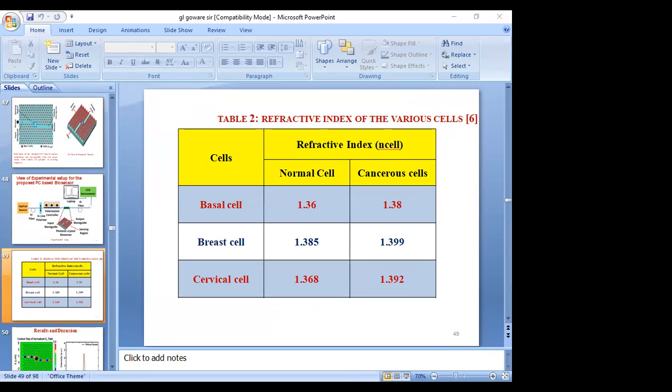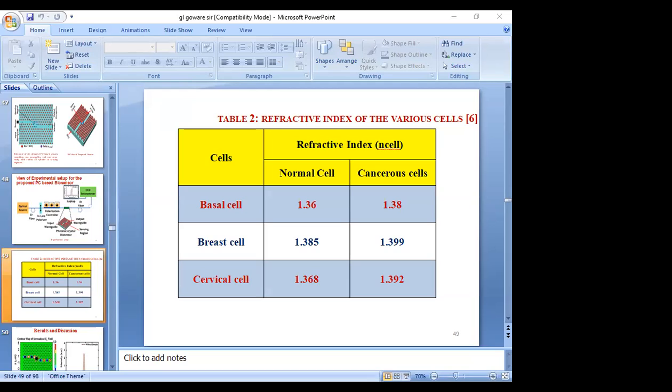Now you can see that we are giving the input from one end. There is a sample here. We are getting some intensity at the operating wavelength, and this curve is for the normal cell. If that cell is infected with cancer, there will be a shift in the wavelength. So you can see here, the blue is the normal cell, and red is the cancer cell.